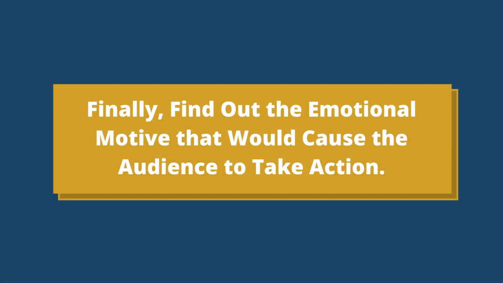So the last item, the fourth item, is the thing that we're going to spend a little bit more time on. It's one that's more difficult to anticipate or uncover, but once you do, it makes the persuasion process much, much, much easier. Number 4 is you want to find out the emotional motive that the people in the audience have that would cause them to take action. What is the emotional motive?